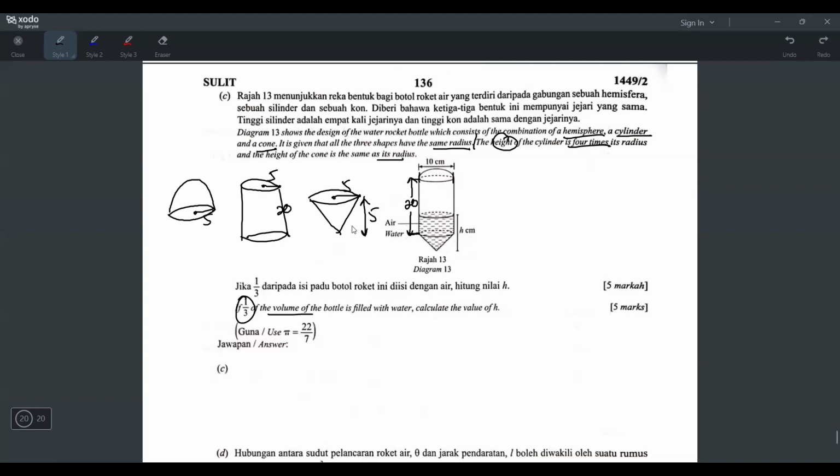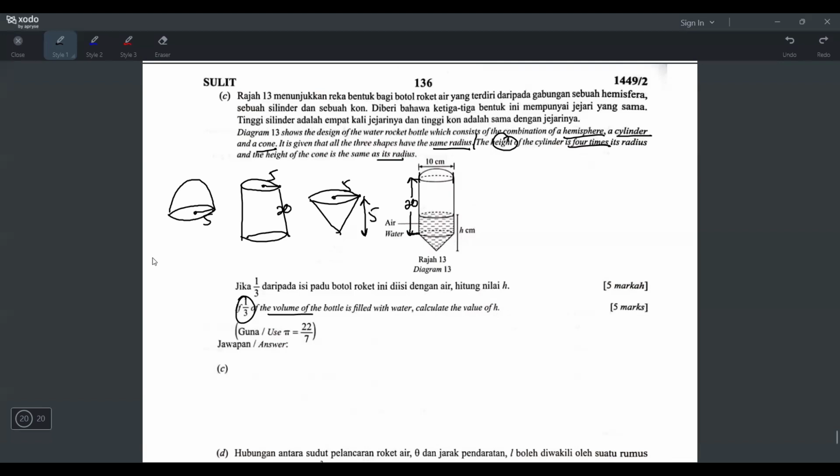So what I have to do now is find the volume of the whole container, the whole diagram, and then times 1/3 to get the volume of water. After that, I will try to find H. Then only it's possible to find H. The plan now is to find the volume of the whole diagram first, because if I don't, I cannot times 1/3. And if I don't times 1/3, how am I supposed to find H? H is actually the height of the water level. So I need the volume of the whole diagram times 1/3 to get the volume of water first. After I find the volume of water, then I continue to find the height of the water level.